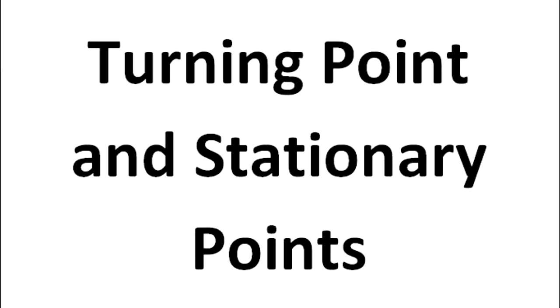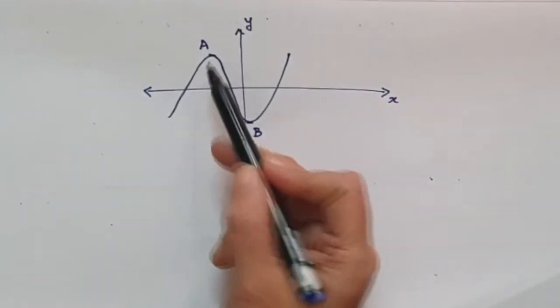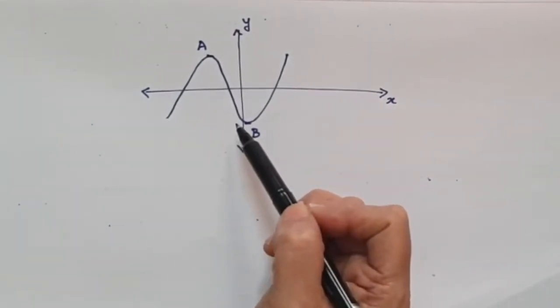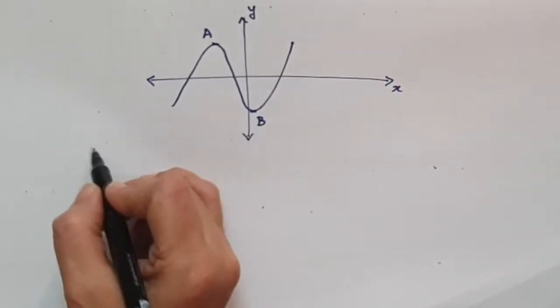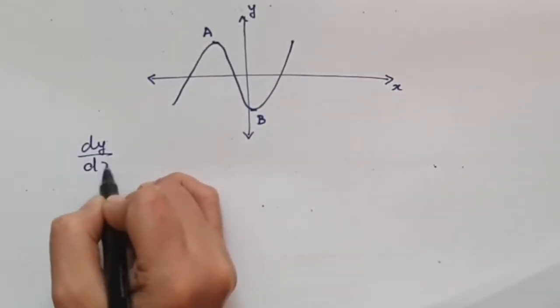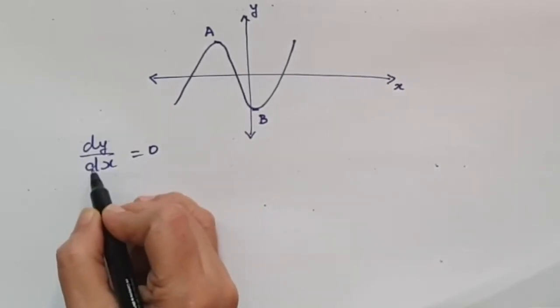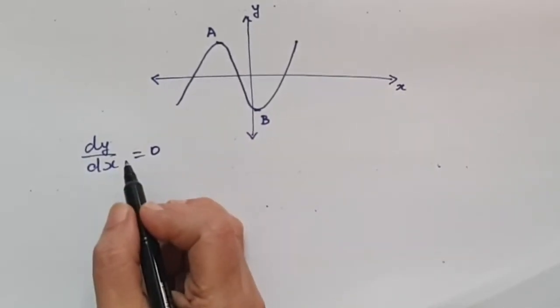Turning points and stationary points. A stationary point is a point where the gradient of the curve is 0. At the points A and B, the gradient is 0. That is, if we differentiate, dy over dx will be equal to 0. We know gradient and dy by dx are the same.